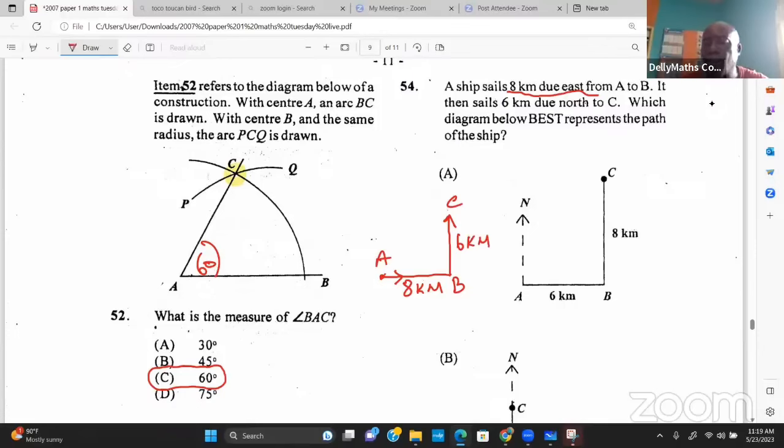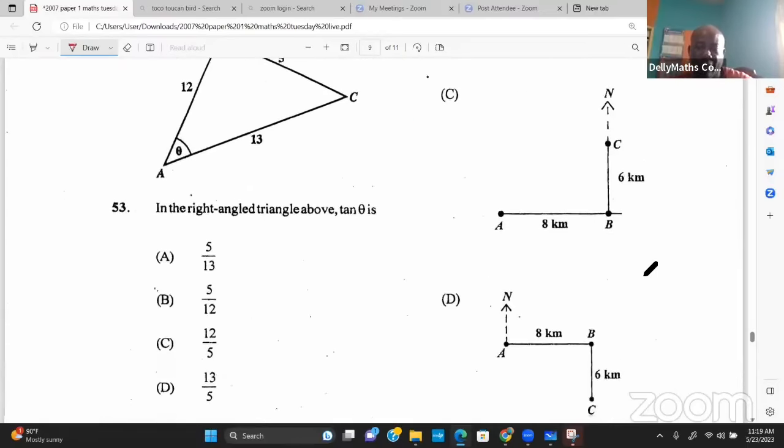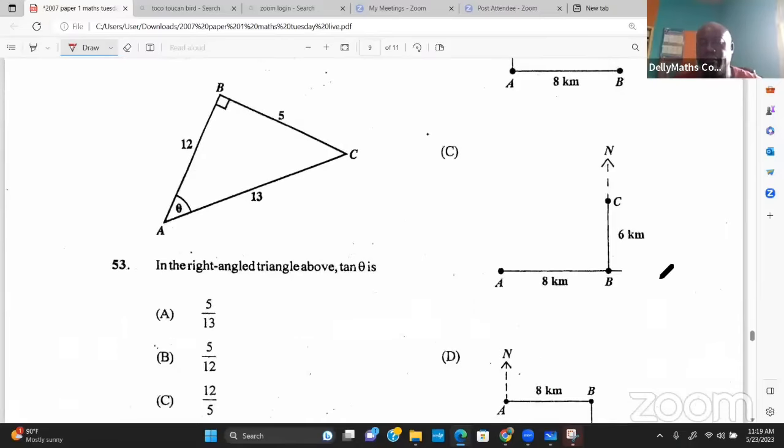Which diagram below best represents the path? I'm going to be looking for this. So I'm going to go to the right to B and then 6 up. So 8 to the right to B and then 6 up. We're looking for that, looking for that, looking for that. And I'm seeing it. Here it is. Right here.